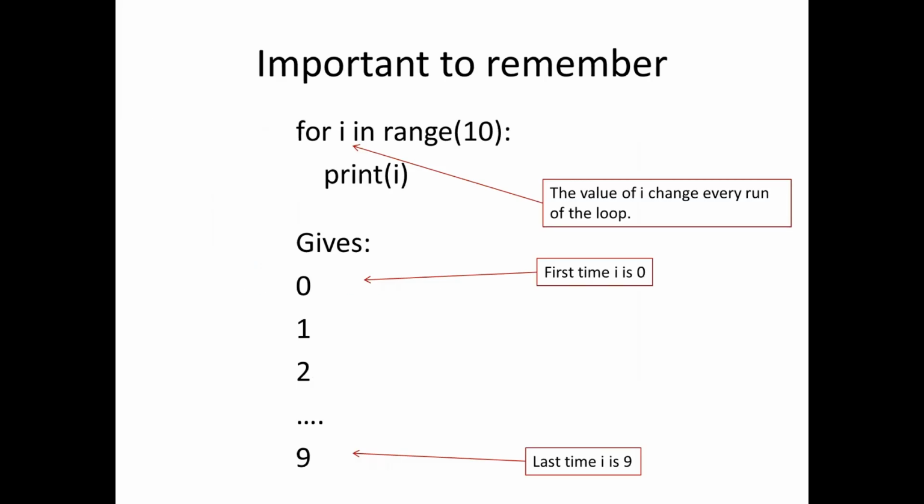Finally, a short summary about what is important to understand about for loops. You have an iterator variable, in this case the variable I. The variable is the same, but the value of the variable will change with each iteration of the loop. In this case, I will have the value 0 the first time in the loop. The second time in the loop, I will have the value 1, etc. And the last time, the variable I will have the value 9.